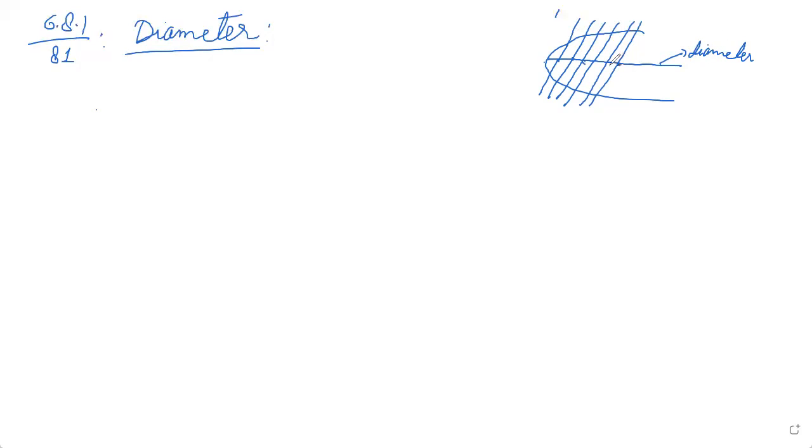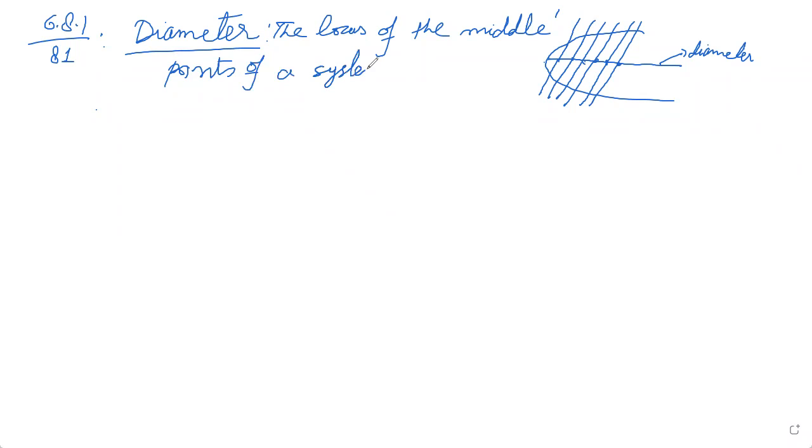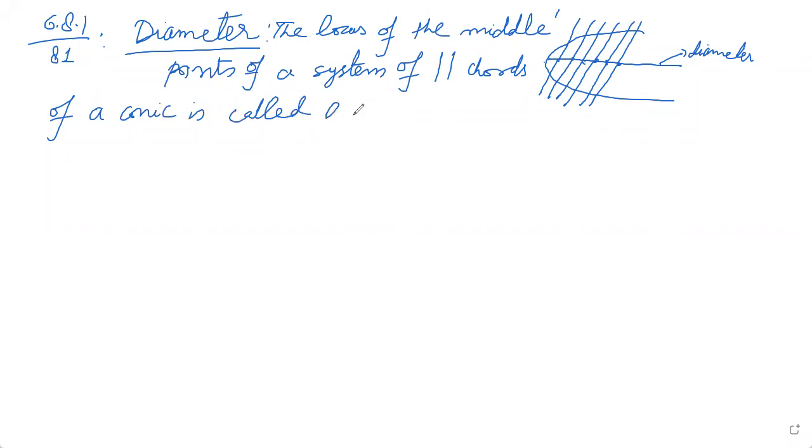And these are the middle points of the chords. These all are middle points. The locus of the middle points of a system of parallel chords of a conic is called a diameter. It's called a diameter. Okay.